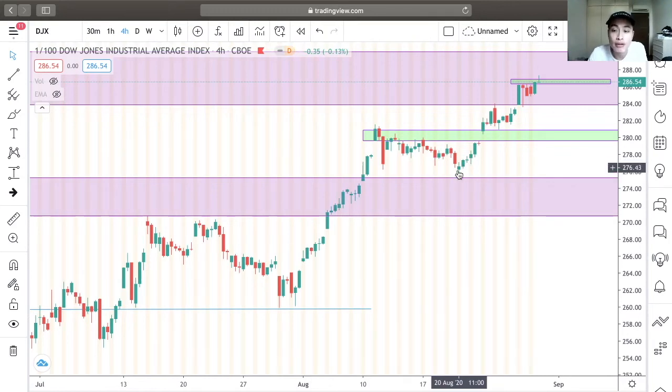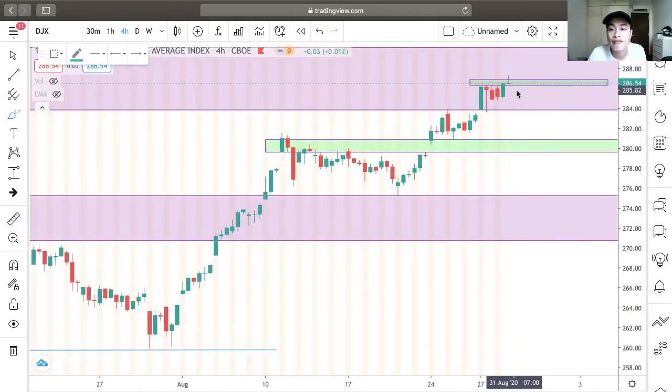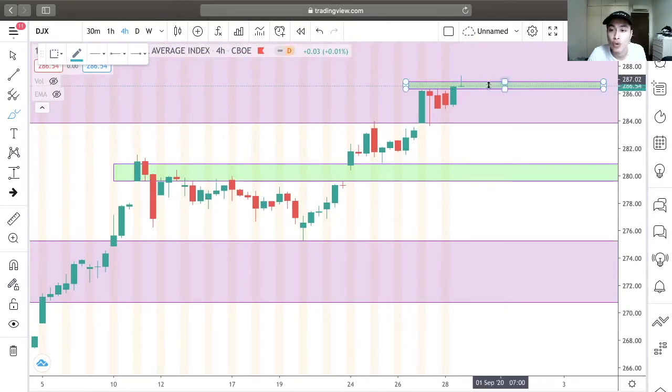So after prices found support at this level over here, it managed to break to the upside and it continued its upward momentum. Right now, prices are finding resistance at this zone over here. And in fact, if you take a look at the latest candlestick on this 4-hourly time frame, there's a bit of selling pressure at this candlestick over here.